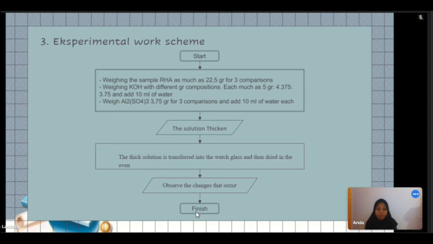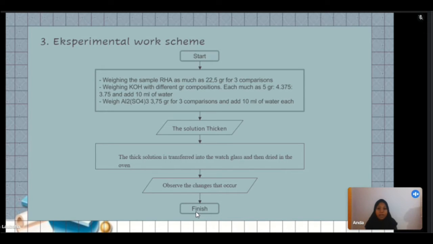Experimental work steps. 1. Start. To weigh the sample: 1. Weigh RHA as much as 2.5 grams for 3 compressions. 2. Weigh KOH in different gram compressions, as much as 5 grams, 3.75, or 3.275, and 10 ml of water.